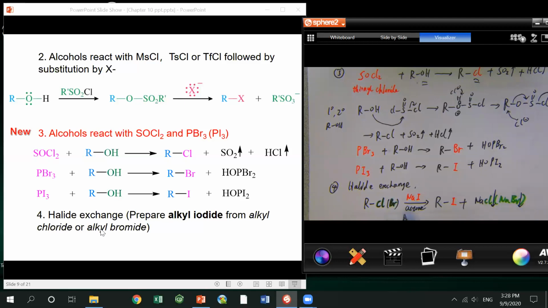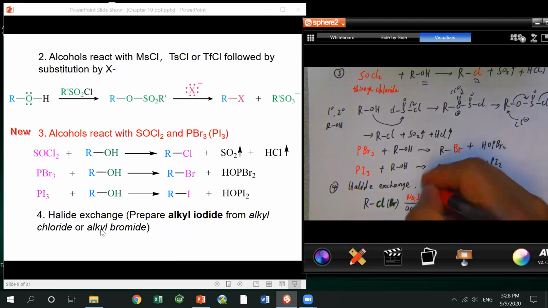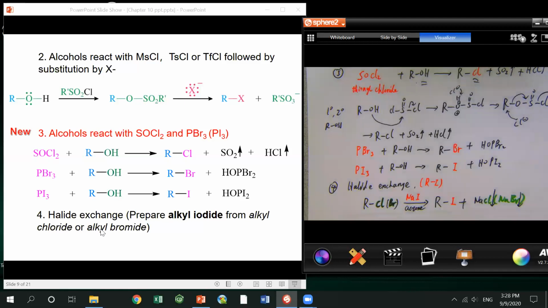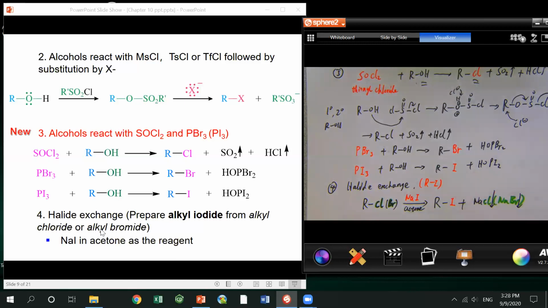So the limitation of this reaction is that it is only for alkyl iodide. But this reaction is pretty efficient and also pretty cheap, so sometimes people use it a lot to prepare iodide. It is a pretty efficient reaction. Let me give you guys one example.